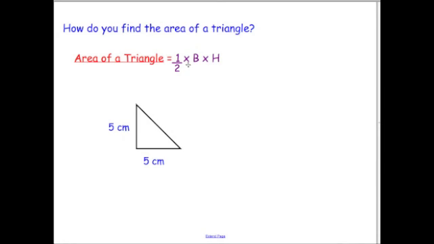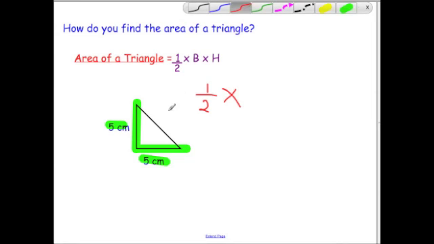So it's 1/2 base times height. We've had a lot of practice with fractions lately, so this should be pretty simple for us if we just make our base and our height into fractions. So we have 1/2 times the base, which is 5. So we have our base, and then we have our height, which is the opposite vertex, and it's the shortest distance to the opposite vertex, which is also 5.